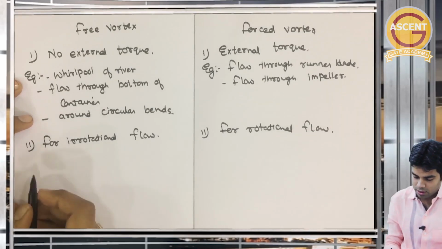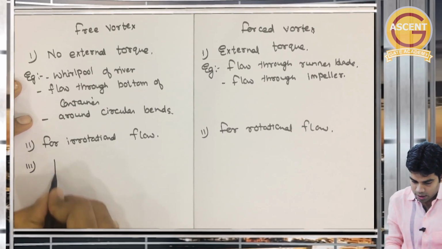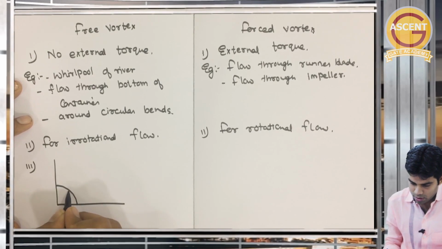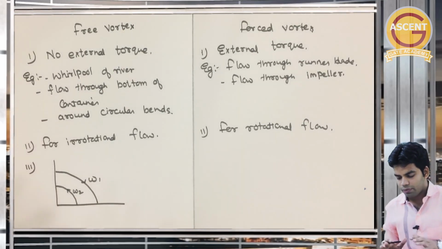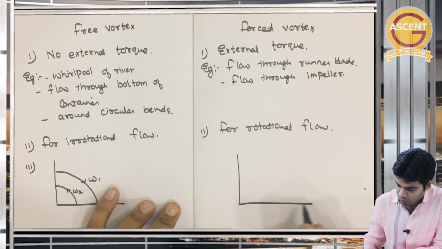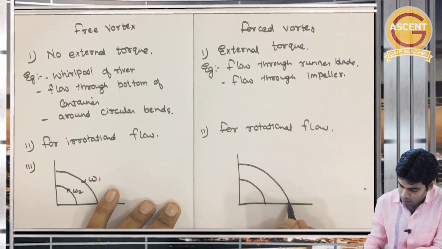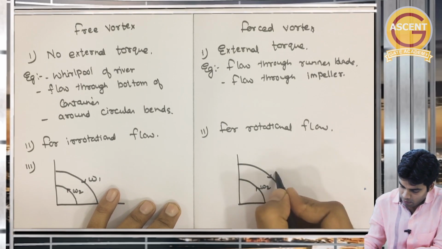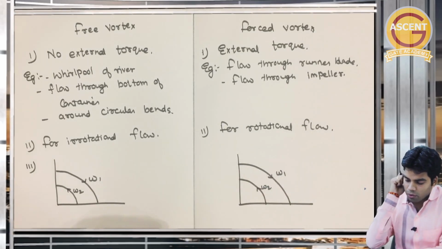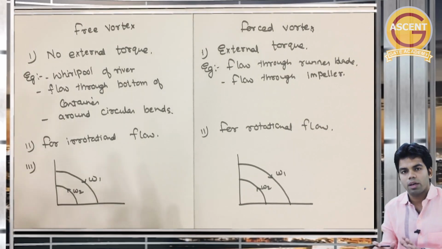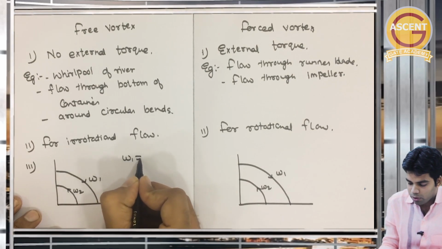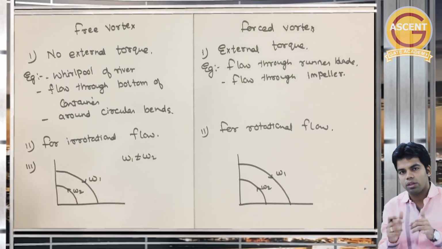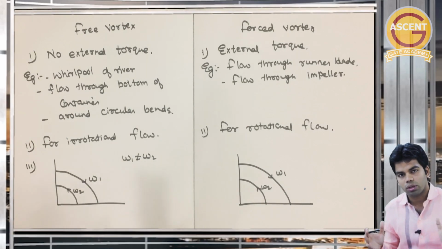Therefore for this free vortex, suppose the angular velocity here is omega 1, and here it is omega 2. The very first thing, let's compare it with forced vortex at the same time. In free vortex, because there is no external torque, omega 1 will not be equal to omega 2. There will be a difference in angular velocity, then only there can be a vortex, because there is no external torque and no external force.